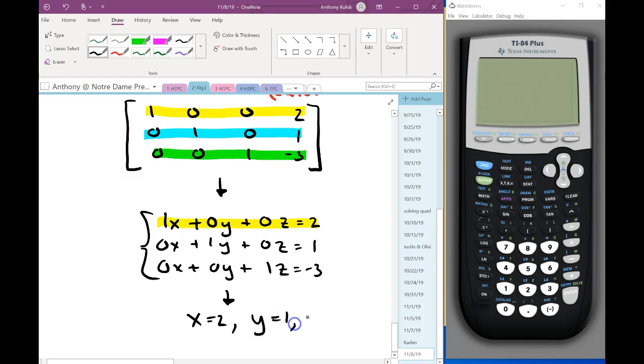Similarly, the second equation tells me that y is 1. And the third equation tells me z is negative 3. Everybody okay with that idea? Yes. Sure.